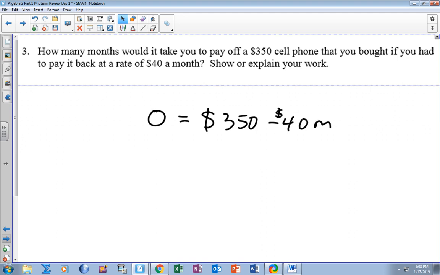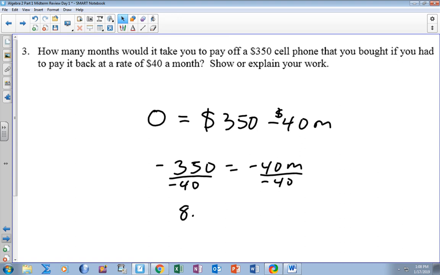And if we had to put it in slope-intercept form, then we just say y equals negative 40m plus 350, right? So if I wanted to solve this, you would subtract 350 from both sides, so you get negative 350 equals negative 40m, and just like you said, you would divide both sides by 40, and you get 8.75. So it would take approximately 9 months to pay it off.